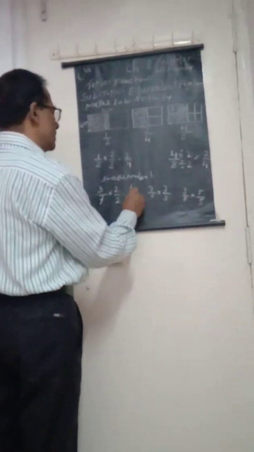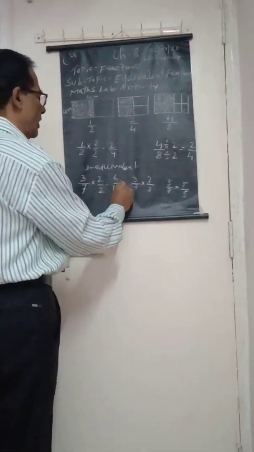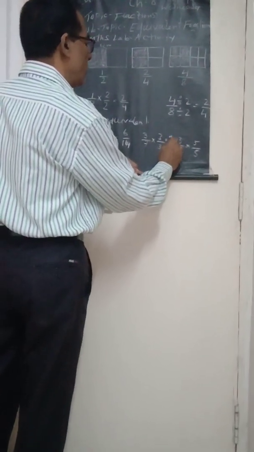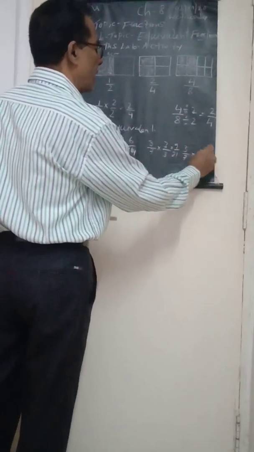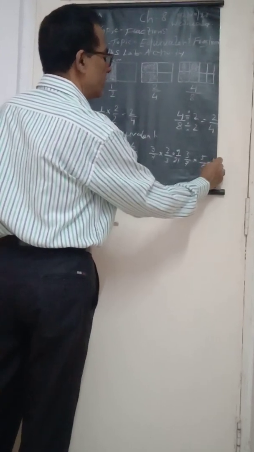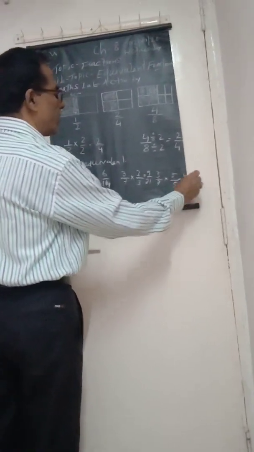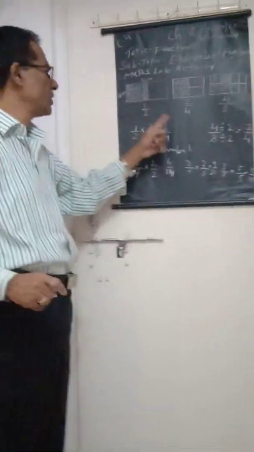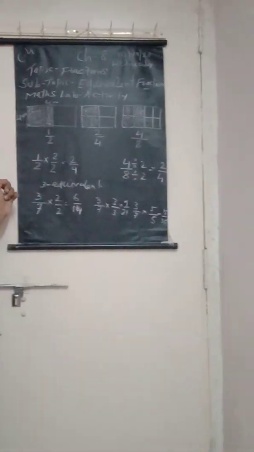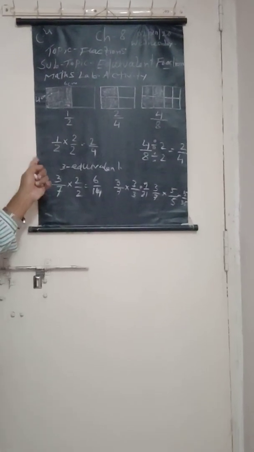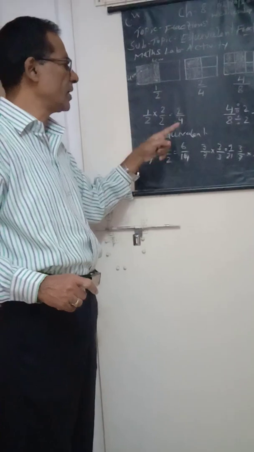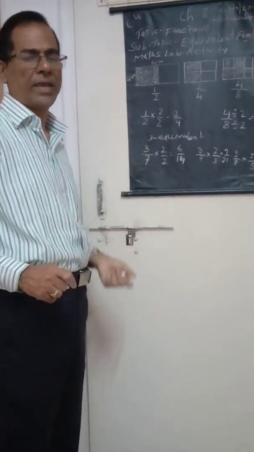So here you are getting 6 by 14, and 6 by 14 and 3 by 7 are equivalent. Here you are getting 9 by 21, this is also equivalent, and here you are getting 15 by 35, this is also equivalent. So do this one, this is a maths lab activity, and this is how to get the equivalent fraction by multiplying or dividing the numerator and denominator with the same number.